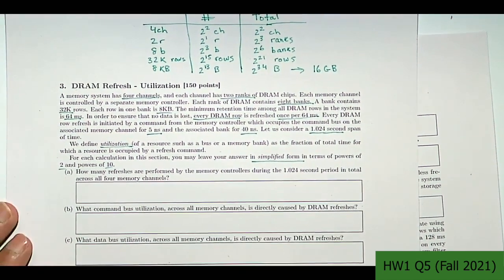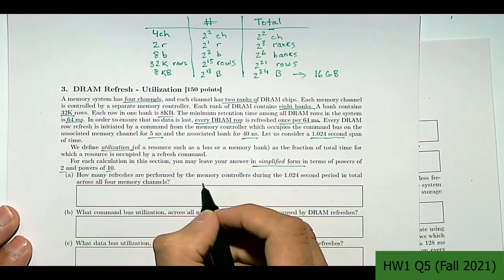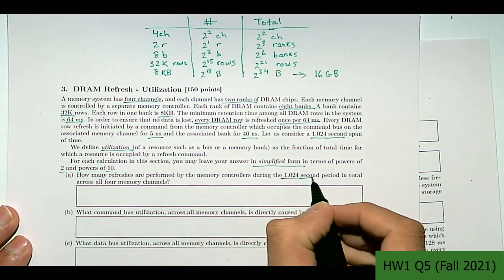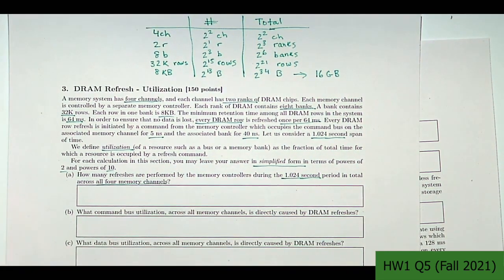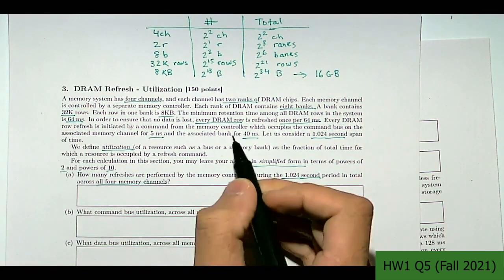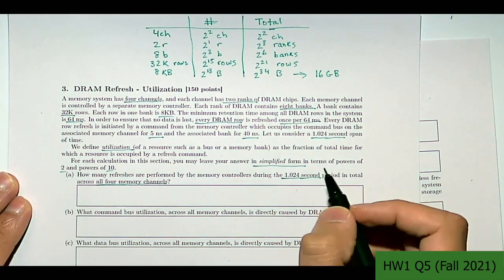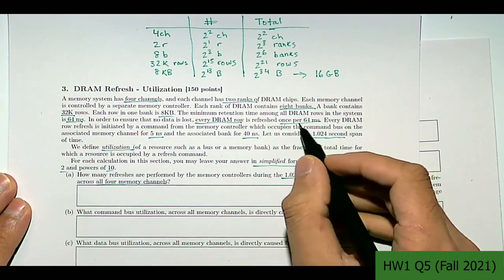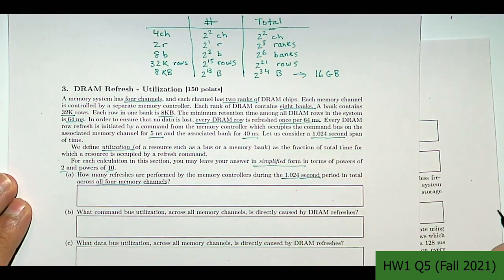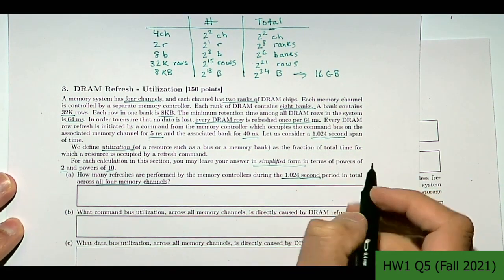So let's get to the first part of the question. It asks how many refresh commands are performed by the memory controllers during the 1.024 second period across all 4 memory channels. We know that every DRAM row is refreshed every 64 milliseconds. So if we're considering a 1.024 second period, how many of these 64 millisecond periods are in it? That's the first part.